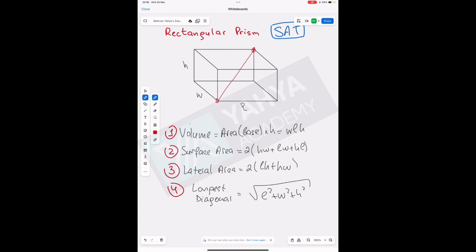If you're prepping for the SAT, there are mainly four formulas that you have to know related to the rectangular prism, and the questions are most of the time related to the volume or the surface area. Still, it would be better if you know all four formulas. Of course, the volume formula is given on the test, but the surface area, lateral area, and longest diagonal formulas are not given, they're not there in the formula sheet.